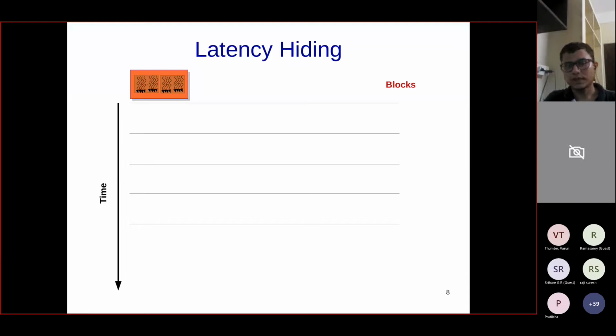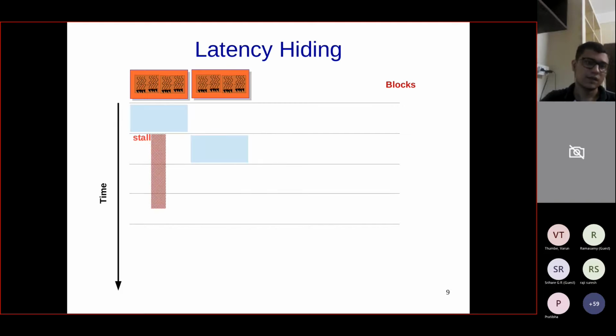Let us see how the latency hiding is being done. Let us say this is the timeline, and the distance from this line to this line represents 1 unit of time. So this is 1 unit of time, then this is second, then third, and then fourth, and so on. Here the y-axis shows the time and on the x-axis we have the blocks. So this is one block, and let us say it has some computation to do.